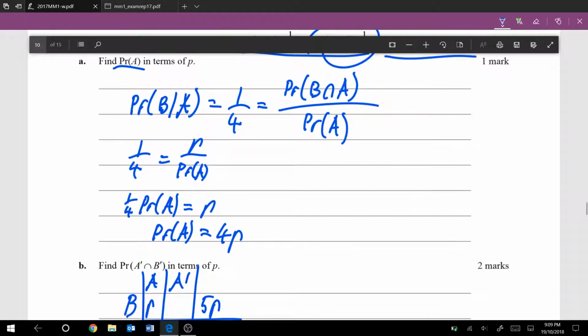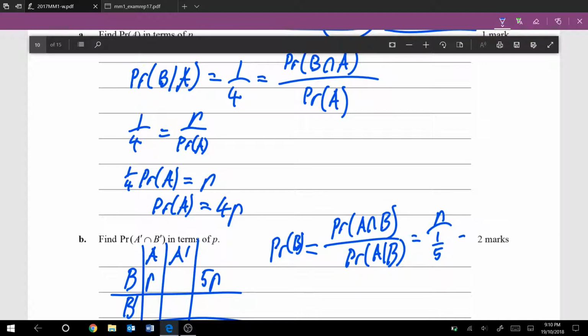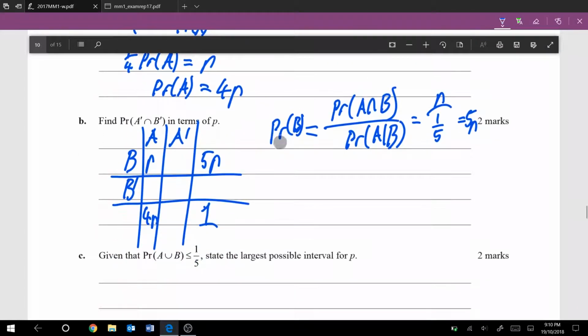And if you want to, you can rearrange this bit here. So it's going to be the probability of A and B divided by the probability of A such that B. And that's going to be our probability of B. And that's going to equal P on a fifth, which is 5P, which is what I said. Now this will be 3P. This would have to be 1 minus 5P to add up.